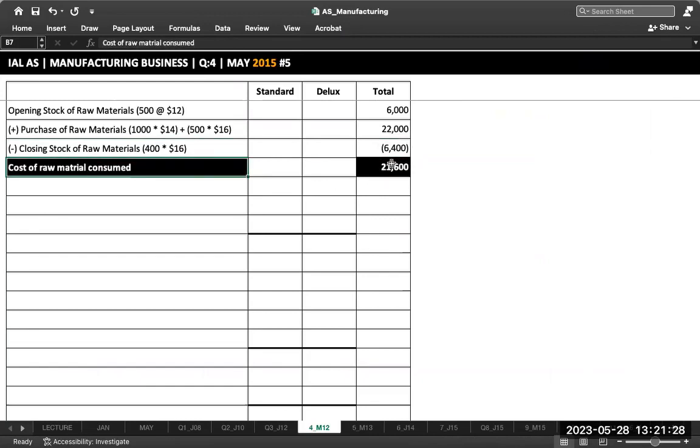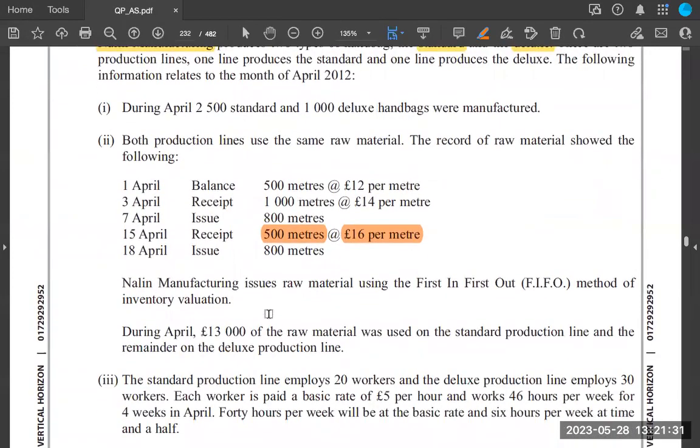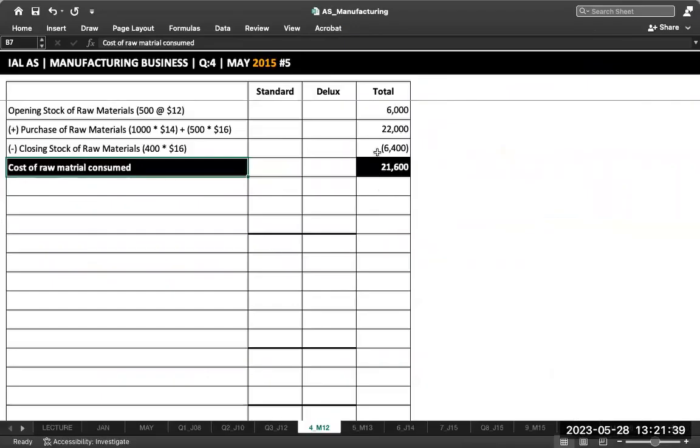Now out of 21,600, or what does it say? 13,000 is used for what? It has told us. That means out of 21,600, 13,000 is for what? Can't we say, guys? Then the remaining is for what? Deluxe. Are we guys clear? Out of 21,600, 13,000 is for standard, and the remaining 8,600 is for deluxe. Are we guys clear?